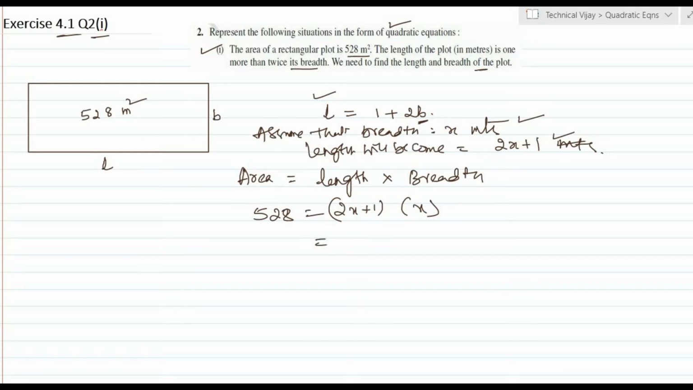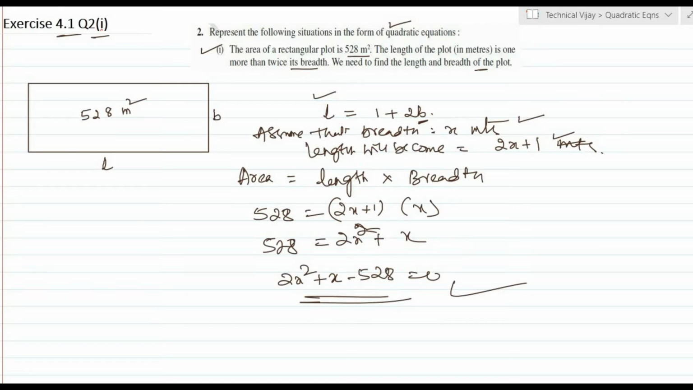So we will multiply this one: 2 into x square plus x is equal to 528. So this can be written as 2x square plus x minus 528 is equal to 0. This is the quadratic equation form. So we should not go for solving the value of this x. What he has asked is just to represent this in the quadratic equation form, that's all. Okay, we will go for the next one.